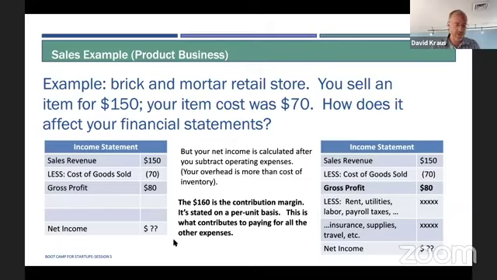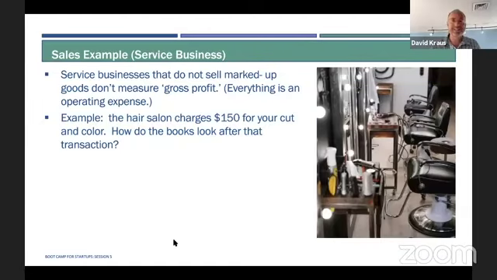Now next slide, we're gonna look at how that sales example looks on a service business. So for service businesses, some do sell marked up goods alongside their services, but for this instance, we're just going to keep it simple and say, okay, this is a service business. On this transaction, we charge $150 for your cut and color. It's a hair salon. How do the books look after that transaction?